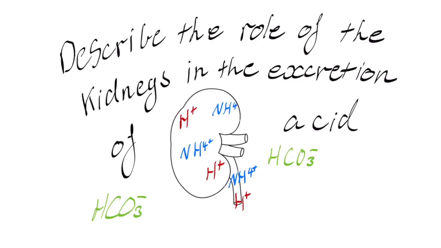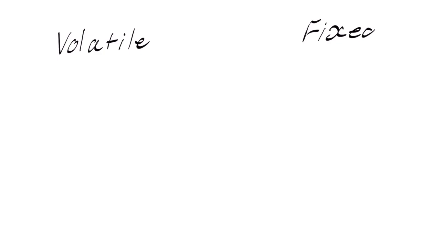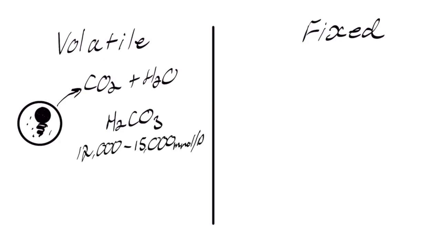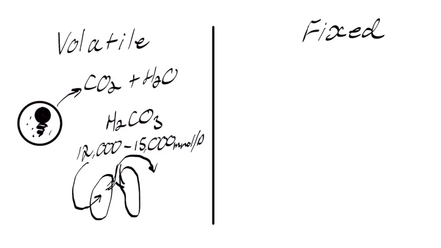Hey everyone, today we're going to describe the role of the kidneys in excretion of acid. So acid production can be divided into volatile acids and fixed acids. Your volatile acids are your carbonic acid from CO2, and it's produced by cellular metabolism, and it's anywhere from about 12,000 millimole to 15,000 millimole per day, and you can breathe it off easily through increasing your minute ventilation in your lungs. Then there's fixed acids.